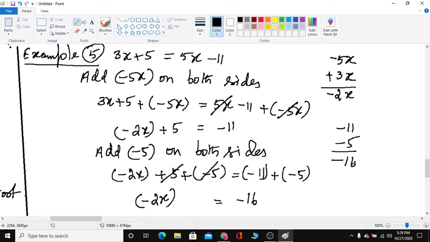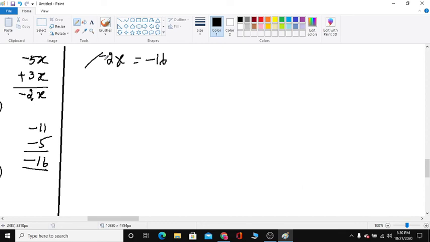Both sides x term is there. Minus 2x is equal to minus 16, children. Both sides have a negative sign, so you can cancel the minus sign. Left hand side minus sign and right hand side minus sign you cancel. 2x is 2 into x. Already you know, write in product form. 2x is equal to 2 into x is equal to 16.